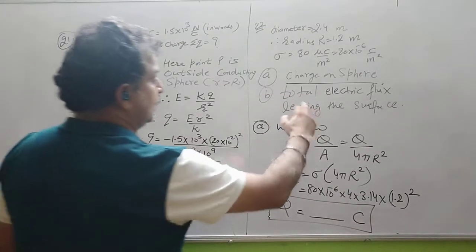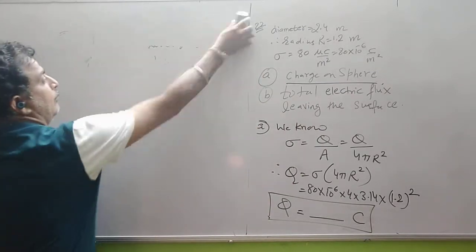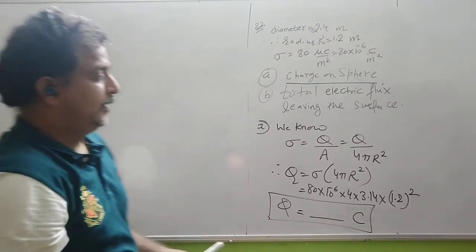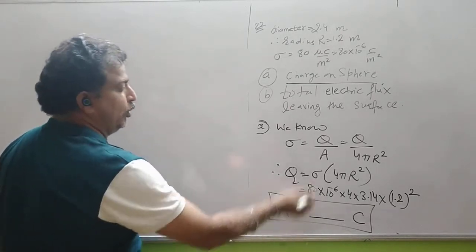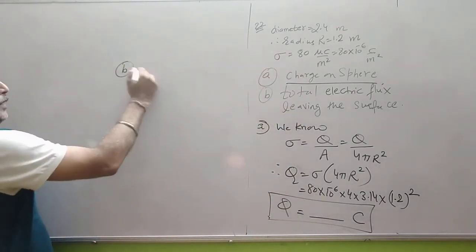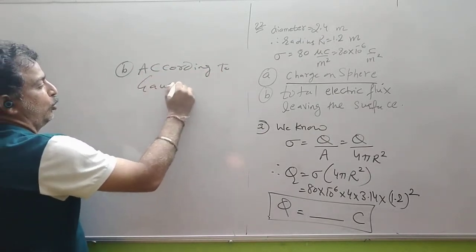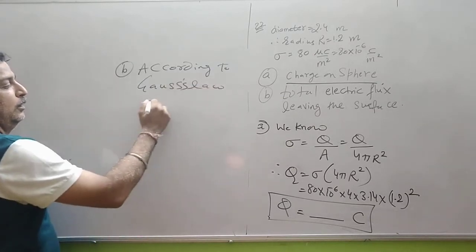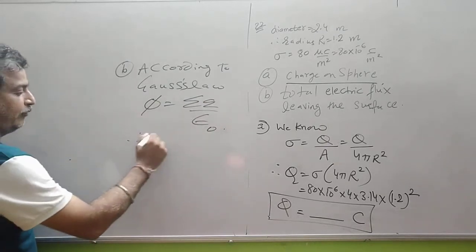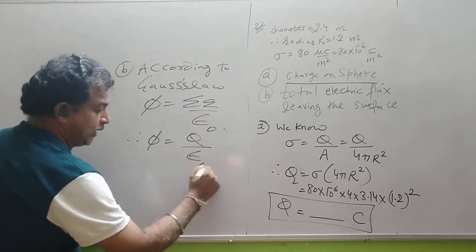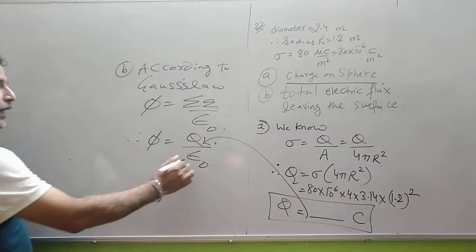Now the second part is to find out the total electric flux leaving the surface. So if the flux is leaving the surface, then your charge should be positive, that we have already found. So in the second part, directly we apply Gauss law: flux is equal to summation Q upon epsilon naught. Therefore flux is equal to Q upon epsilon naught. So whatever answer we get here, we substitute here and divide it by epsilon naught.